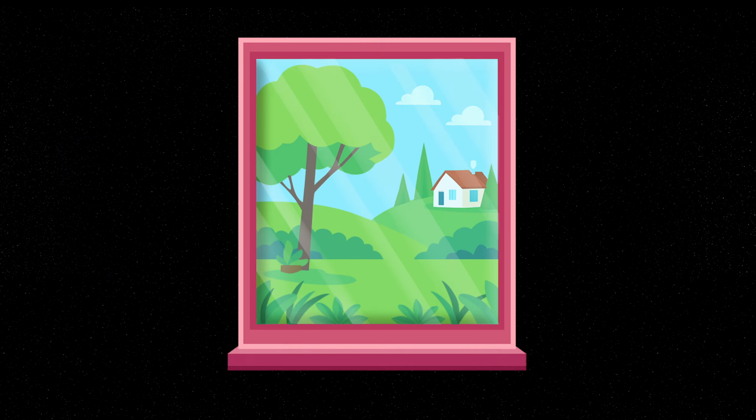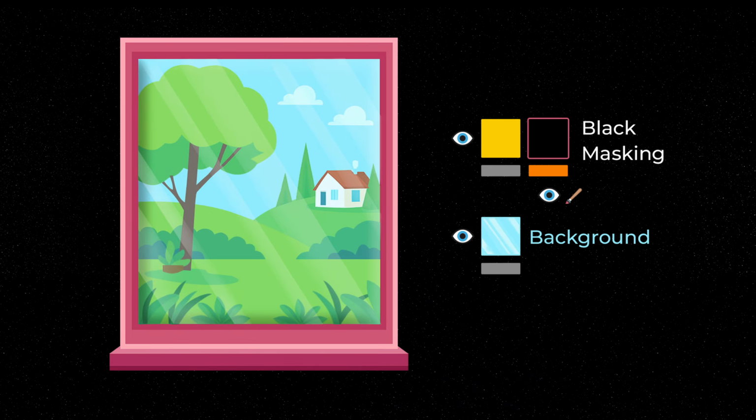The easiest way to understand masking, imagine you're painting on a window. For black masking, imagine the window is completely clear just like plain glass. When you paint on it using a yellow brush, every stroke adds the color to the glass. The more you paint, the more of that yellow color covers the window.